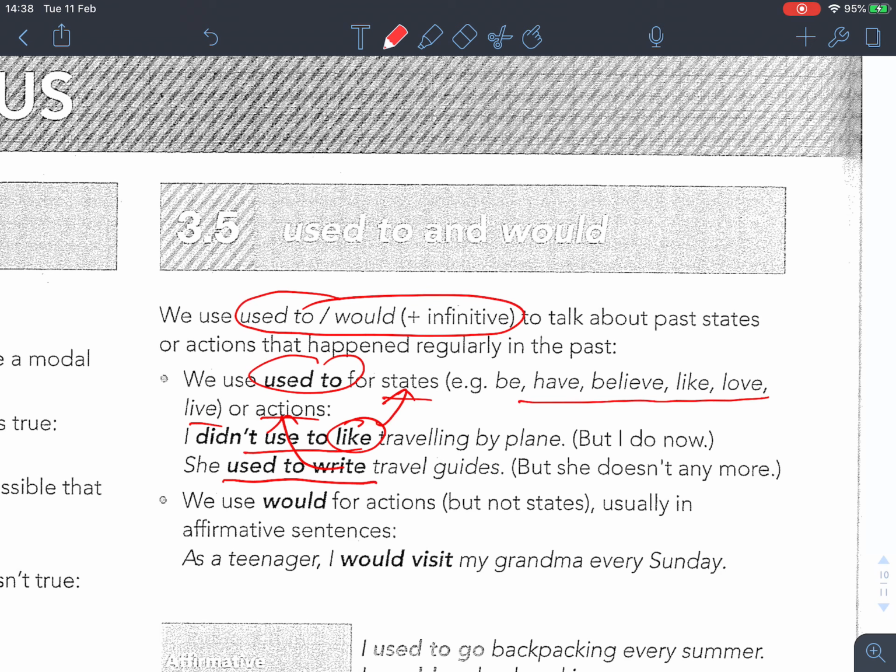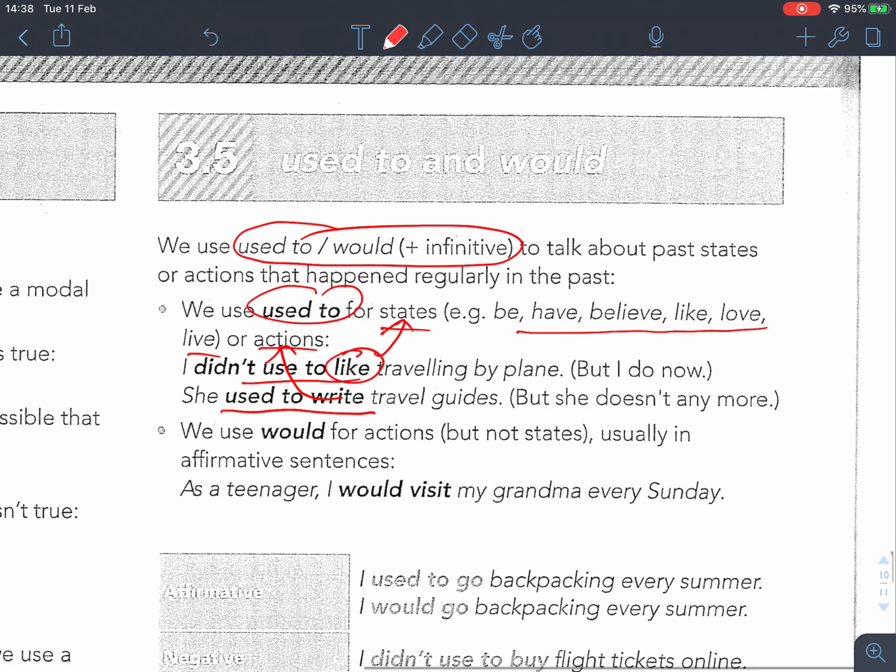And how about the next one? We use would for actions, usually in affirmative sentences. So would is only for actions but not states. Okay, "As a teenager, I would visit my grandma every Sunday."